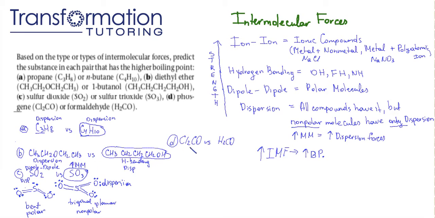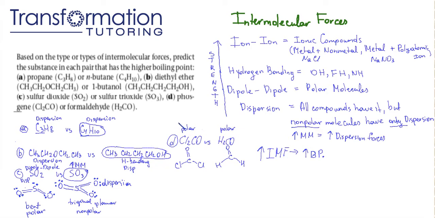For choice D, we have Cl2CO and H2CO. Cl2CO looks like this, and H2CO looks like this. You can see that these are really similar looking molecules. Now, again, because my central atom is connected to different elements, it is not fully symmetrical. Its charge is not distributed equally in both molecules. So both molecules are polar molecules.